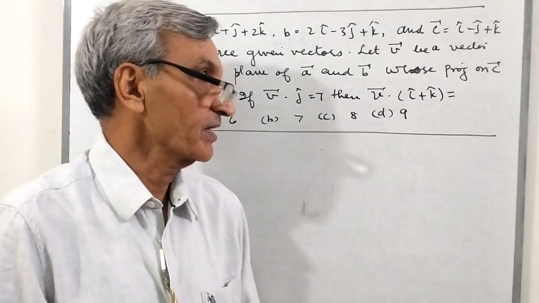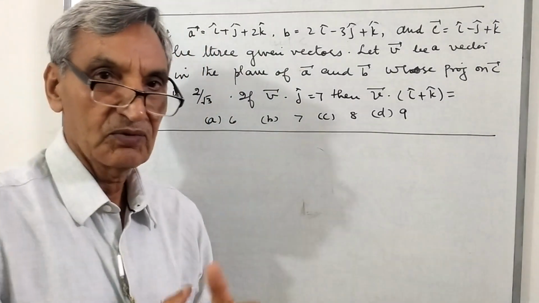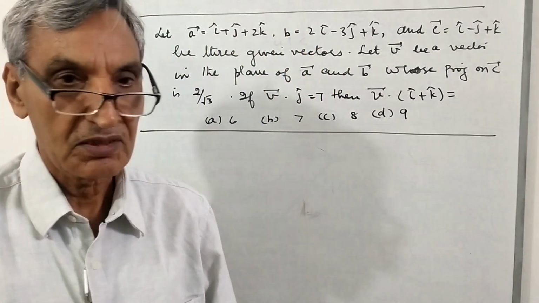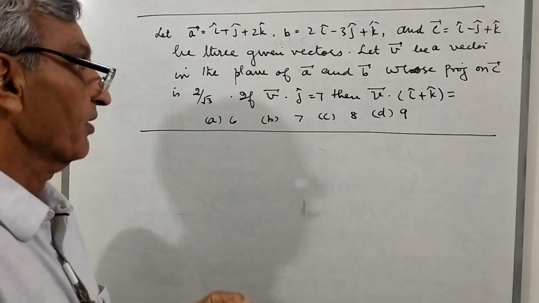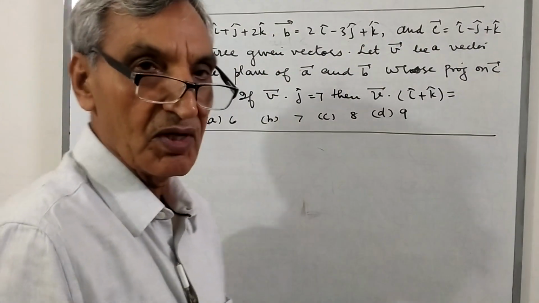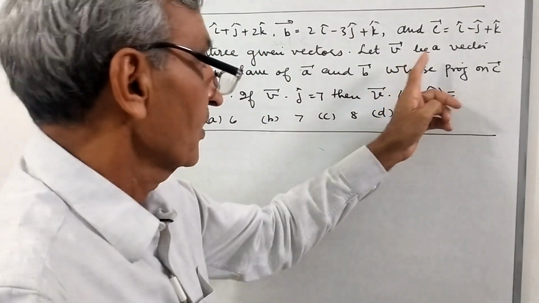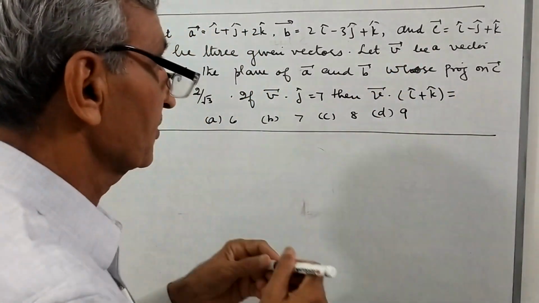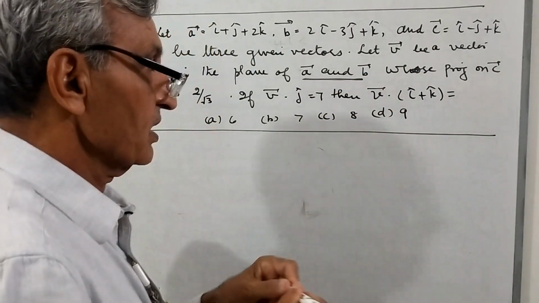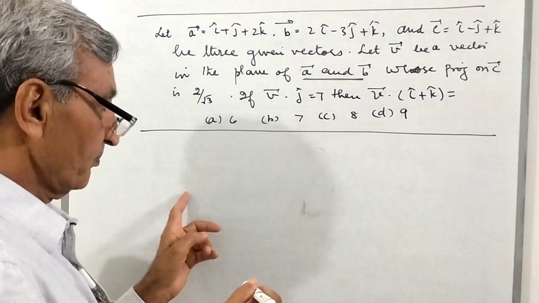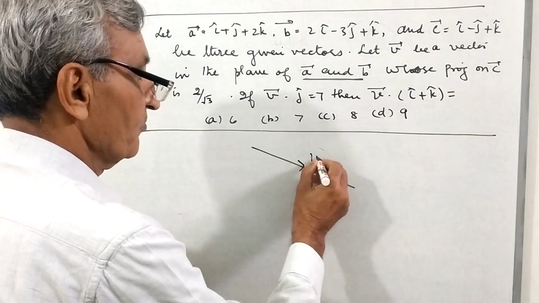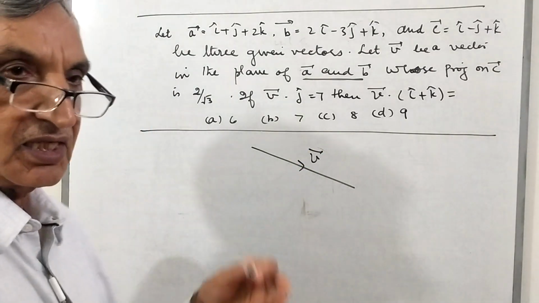So my question reads like this. Vector A is given, vector B is given, vector C is given, three given vectors. There is another vector V which is in the plane of A and B. That's an important concept. V is any vector which is in the plane containing A and B.